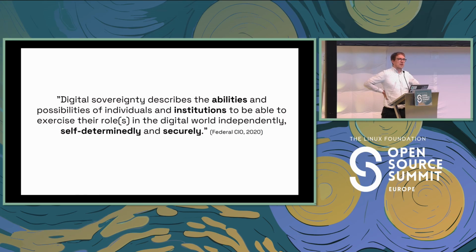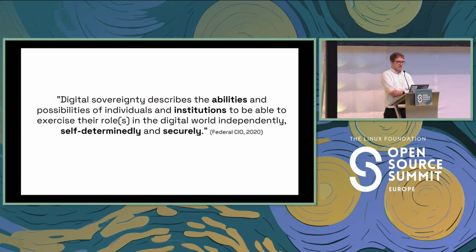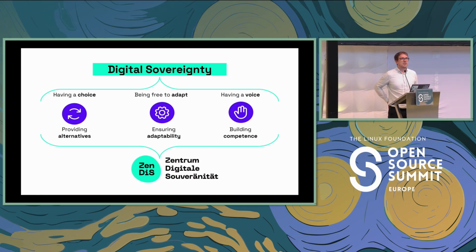In the government strategies, the main criteria have been for years that it describes the abilities and possibilities of us as individuals, but especially in the public sector for institutions, to be able to exercise a role in the digital world, especially in terms of independence, self-determination, and security. Going with that definition, the German government took a strategic approach on digital sovereignty in Germany and funded the Center for Digital Sovereignty.